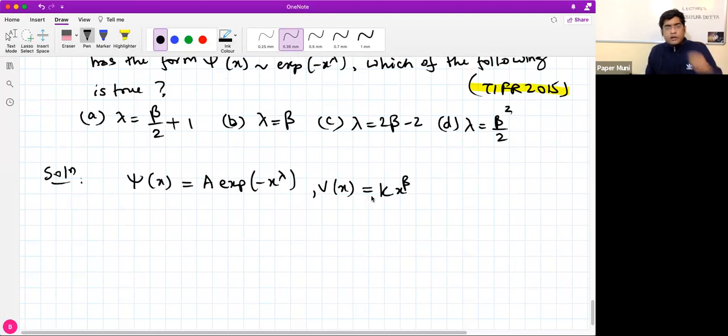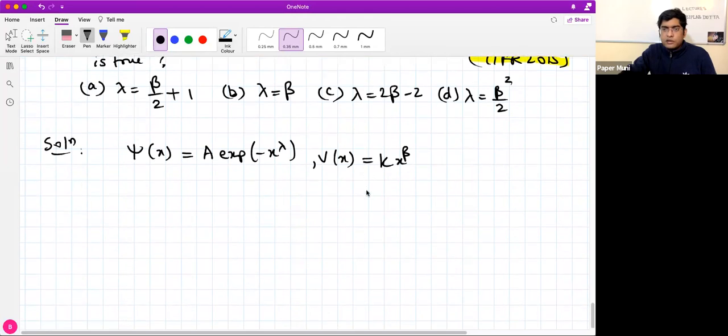We have already given you a hint, because I'm just doing it after the Schrodinger equation. So obviously that Schrodinger equation is used here. So you just put this in the Schrodinger equation. What do you get? Now, just remember this thing about the Schrodinger equation: Hψ = Eψ.